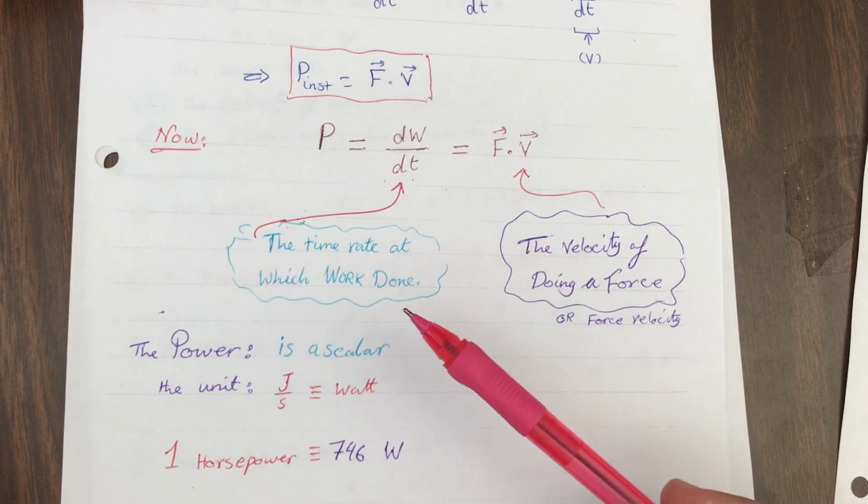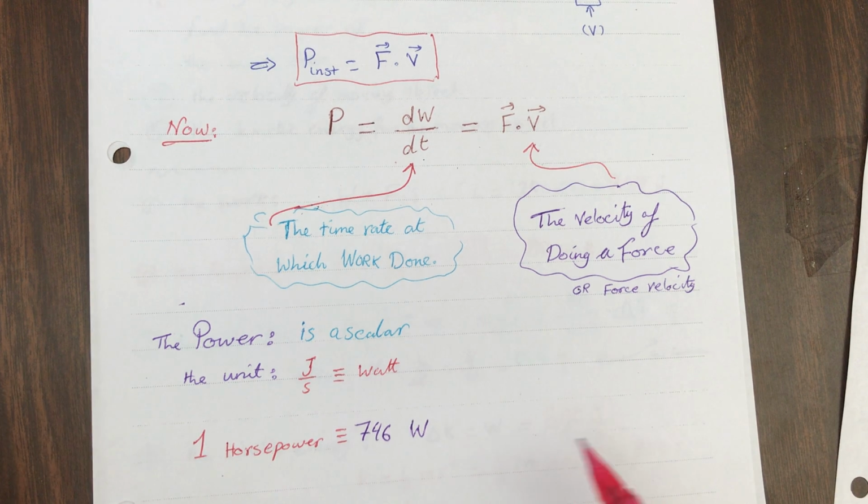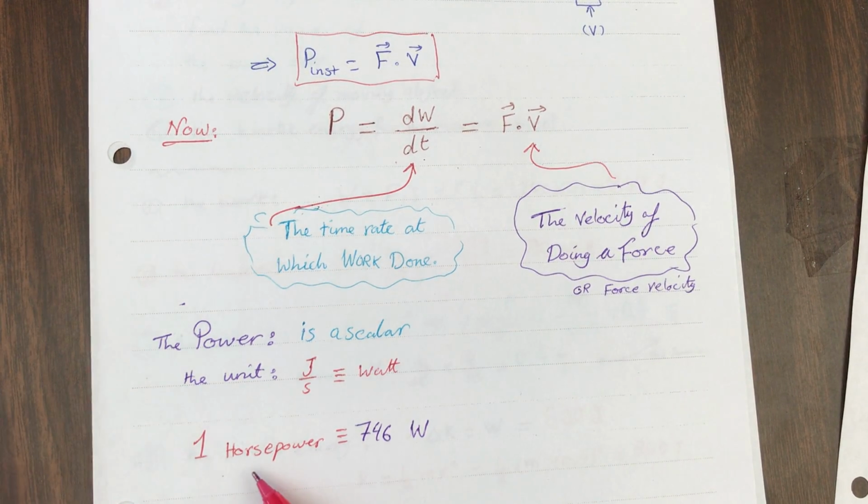As we see, the power is a scalar quantity and its unit is joule over second, which is a watt. Okay, all of us know the horsepower, and if we need to convert, 1 horsepower is 746 watts.